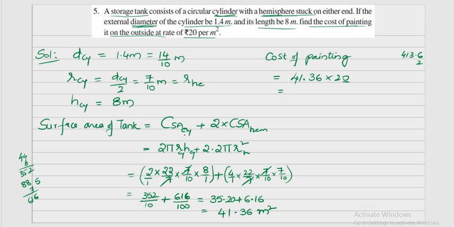41.36 into 20 becomes 413.6 into 2. So 6 2s are 12. So 1 is carried, 3 2s are 6, plus 1 is 7. So 2 1s are 2, 2 4s are 8. So from this, what can I say? Since we are having one decimal point, so what is the answer? 827.20 rupees. So this is nothing but the cost for painting that particular tank. Okay, so this is nothing but my answer.